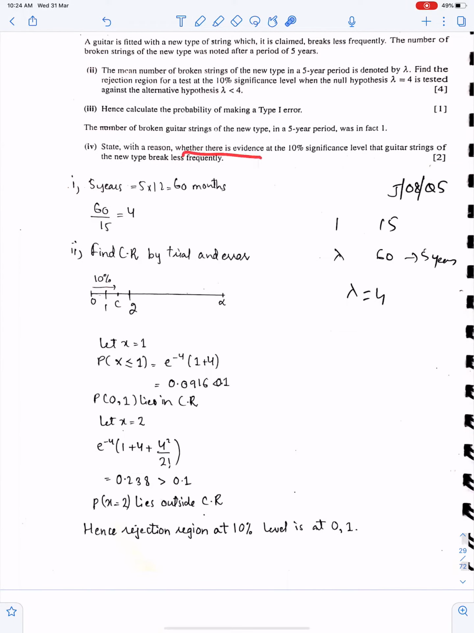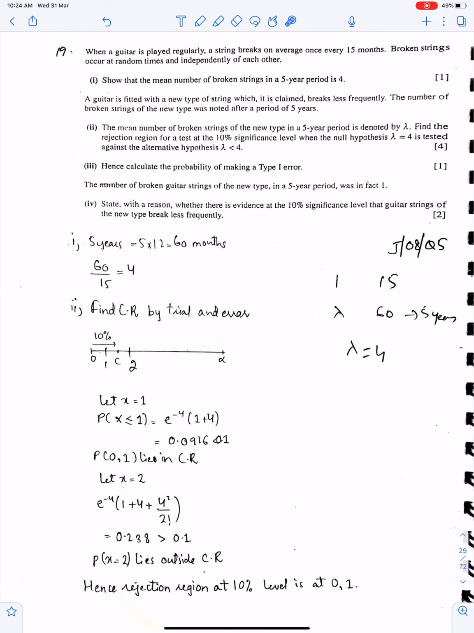Yes, there is evidence at 10% that the guitar string breaks less frequently because 1 is in the critical region. This is the new test value. Understand this carefully. The test value is 1 and 1 is in the critical region, so accept the claim.